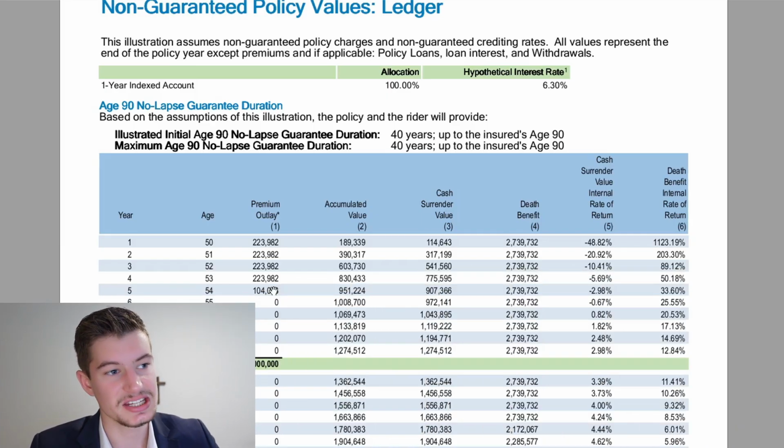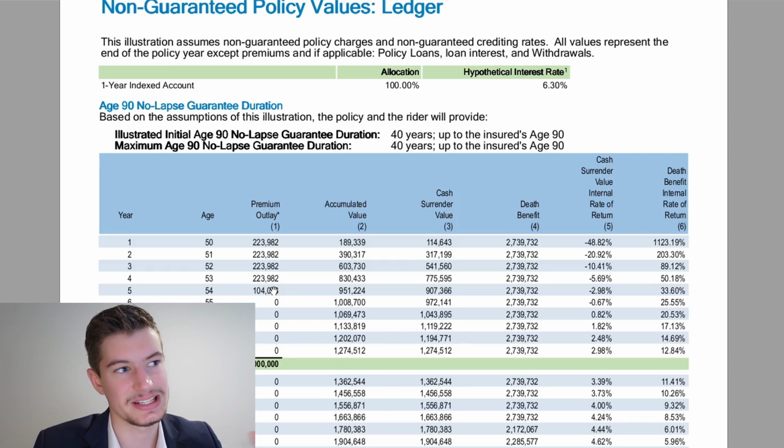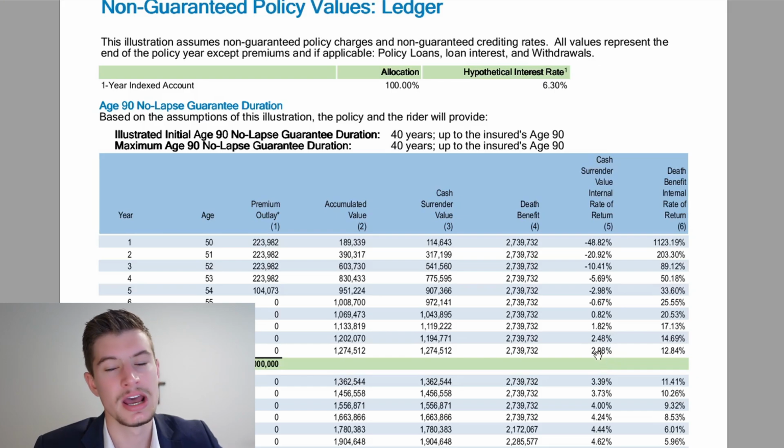Once you do that, with this carrier, it's not a report at the end, but it's actually in the non-guaranteed policy values section. So they're illustrating here at 6.3% rate of return. And then you can see your cash surrender value internal rate of return based on that illustrated rate. So the surrender value here, 2.98% after 10 years. On the death benefit, 12.84, of course, much higher.